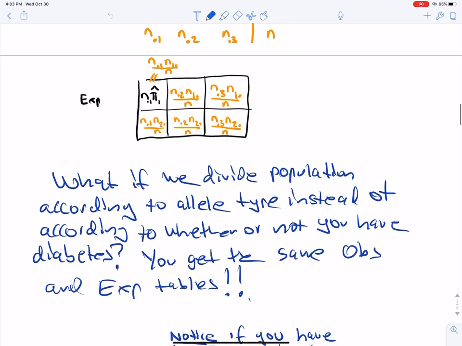I just want to make a remark that you could ask, what if we divide the population according to allele type instead of according to whether or not you have diabetes?